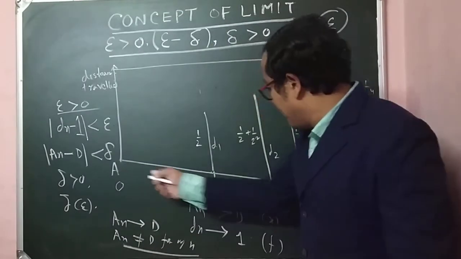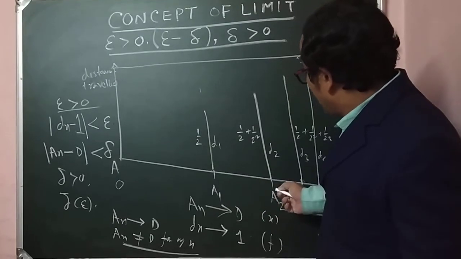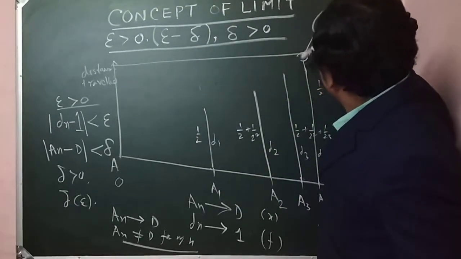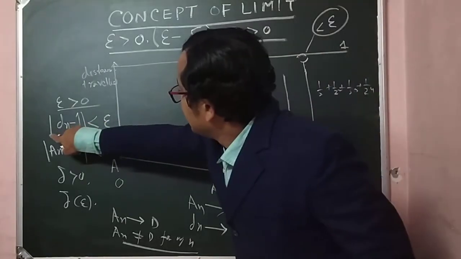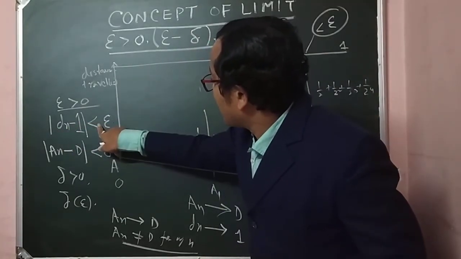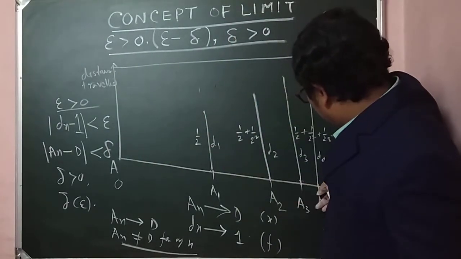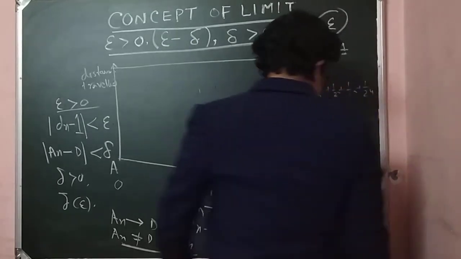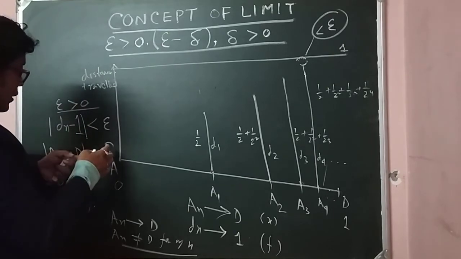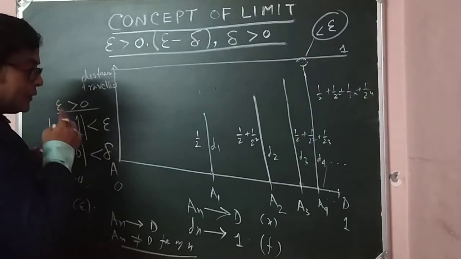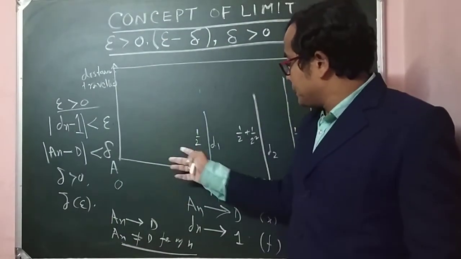So for a given variable on this axis, that is our point of approach, I can make the distance closer and closer and closer to 1. So this distance Dn minus 1 is less than epsilon, as you can see from the graph, and our point of approach is going towards the point D, that is, this distance we are making less than delta. So this is the functional dependence and the concept of epsilon and delta.